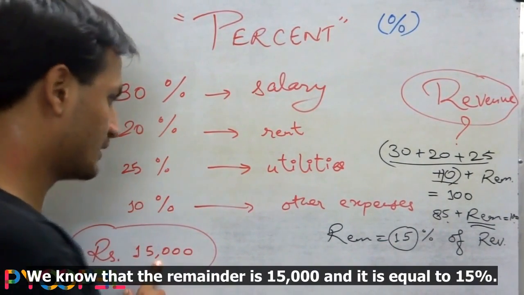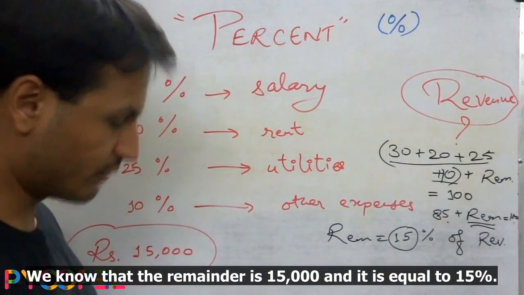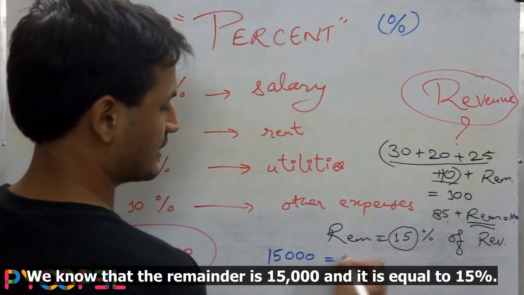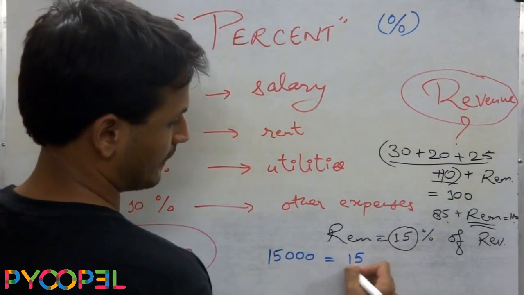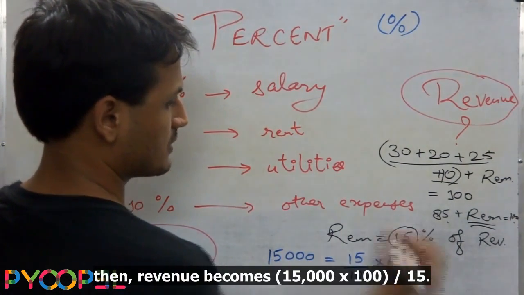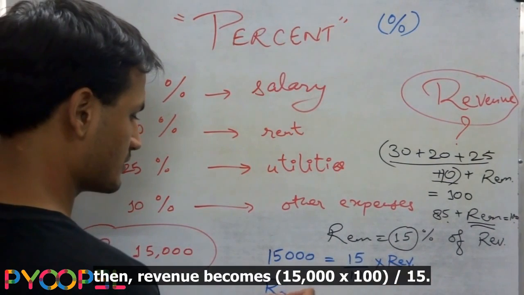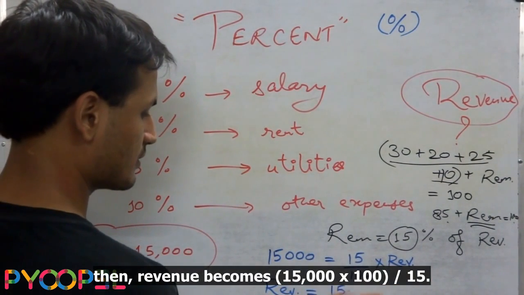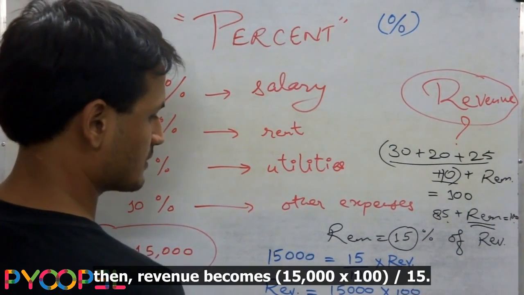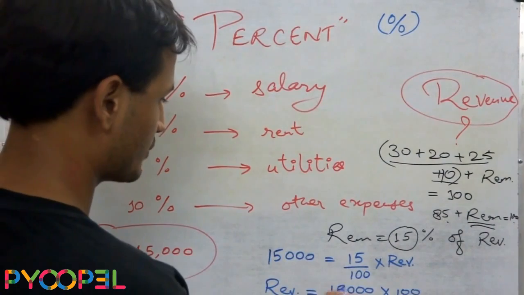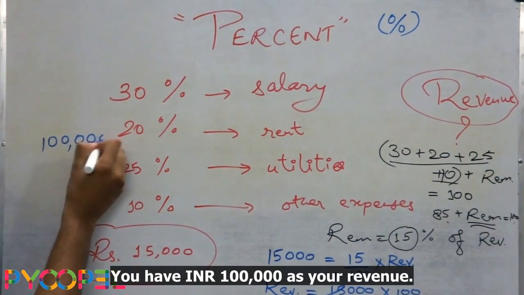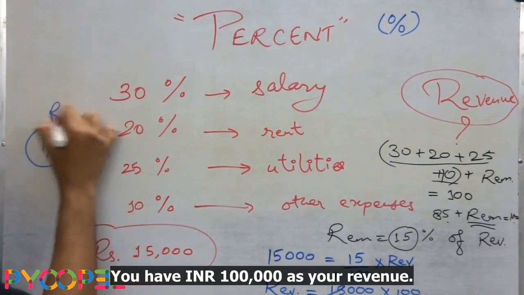Now we know that the remainder is 15,000. So if the remainder is 15,000 and it is equal to 15% into revenue, then the revenue becomes, right, this goes away, you have 1 lakh rupees as your revenue.